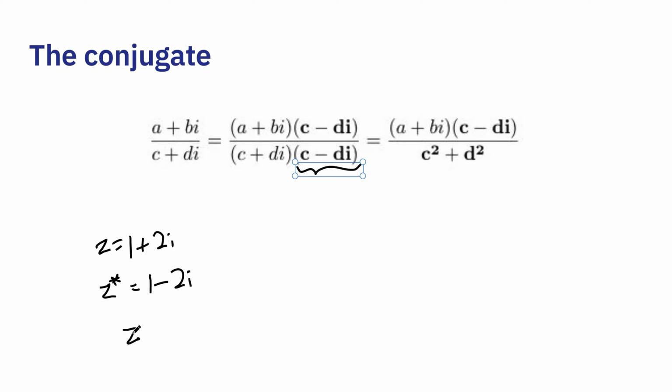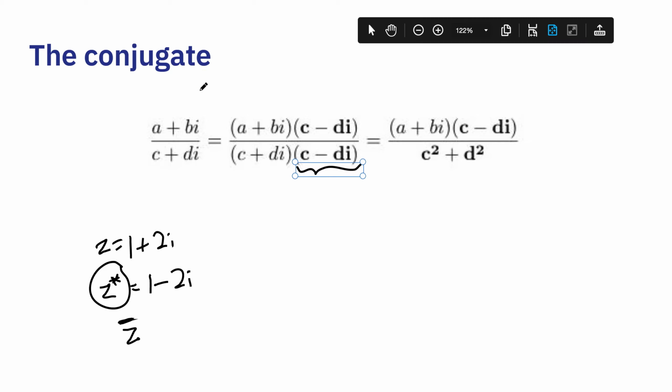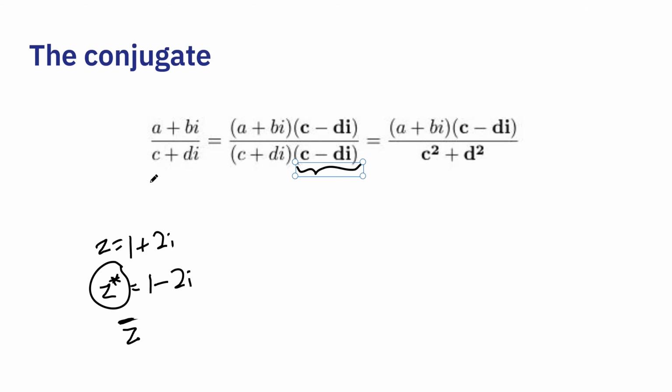Sometimes you might see people write it as z bar. This is also acceptable, but in the exam you should be writing the asterisk form. This can be accepted as the printed form. So z asterisk is equal to 1 minus 2i, and that is the complex conjugate of the original complex number. What we are doing is kind of like rationalizing the denominator.